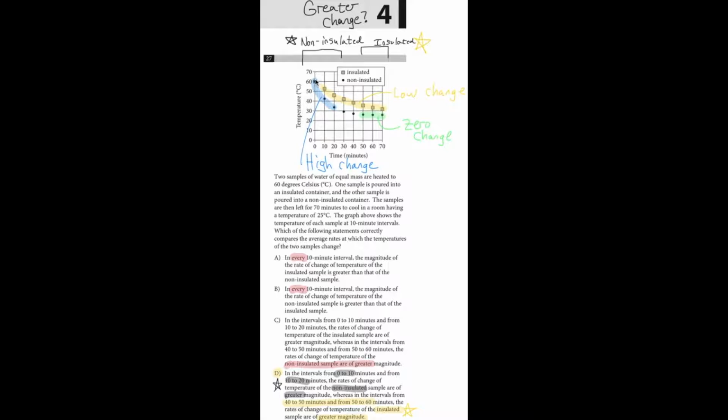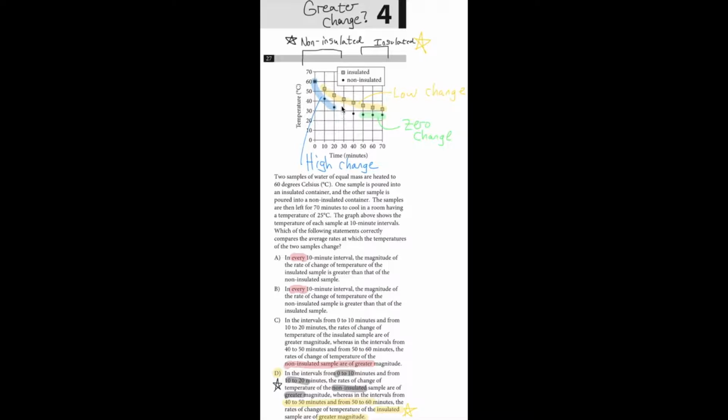Take a look at the insulated styrofoam cup. It doesn't say insulated. It doesn't say styrofoam or paper cup. I'm just making that up to help you visualize what's going on. In this insulated cup, you could think of it as styrofoam. It's cooling very slowly. It's not losing its heat as quickly. We've got a low amount of change going on. So the question is, do you see the greater change?